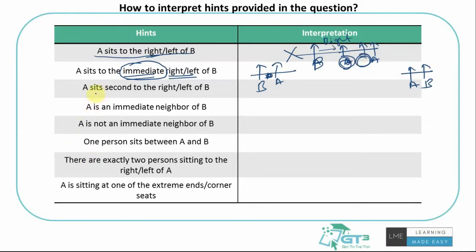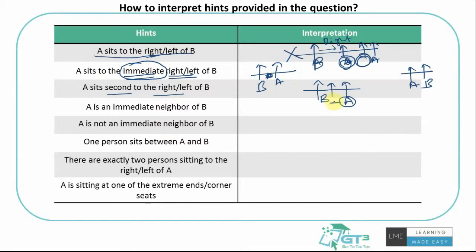The next clue: A sits second to the right of B. Let's look at that. If there is an arrangement where A is sitting second to the right of B, and B is here, A must be sitting in the second position. So there will be someone sitting between B and A, and A is on the right side of B in the second position. Just as immediate right means there is no one sitting in between, A sits second to the right of B means there is only one person in between.